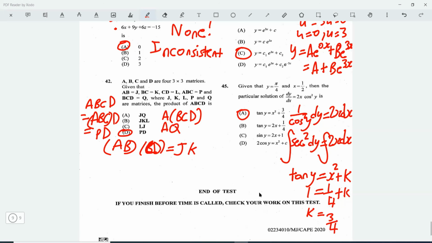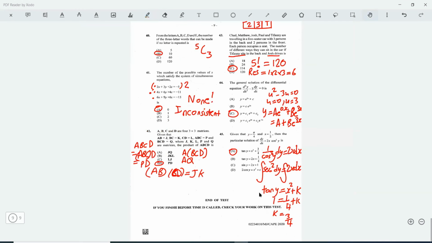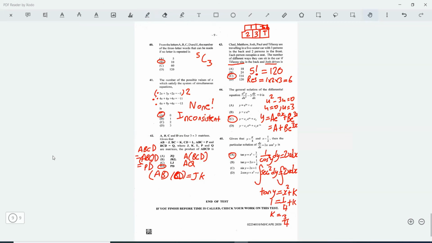So that takes care of the 2020 paper 1. I will keep us posted regarding the 2 MCQ questions that we couldn't find a solution for.